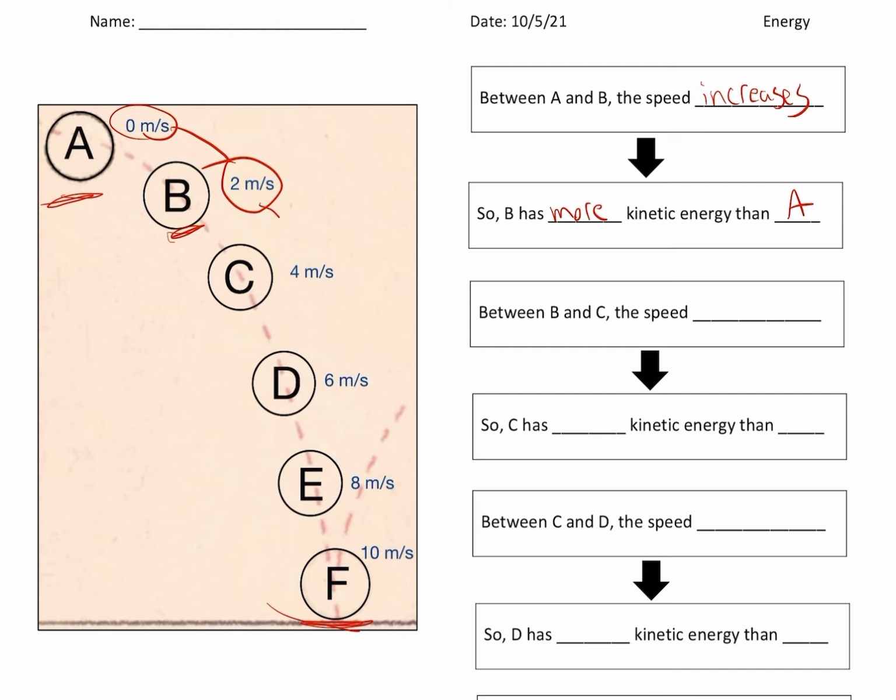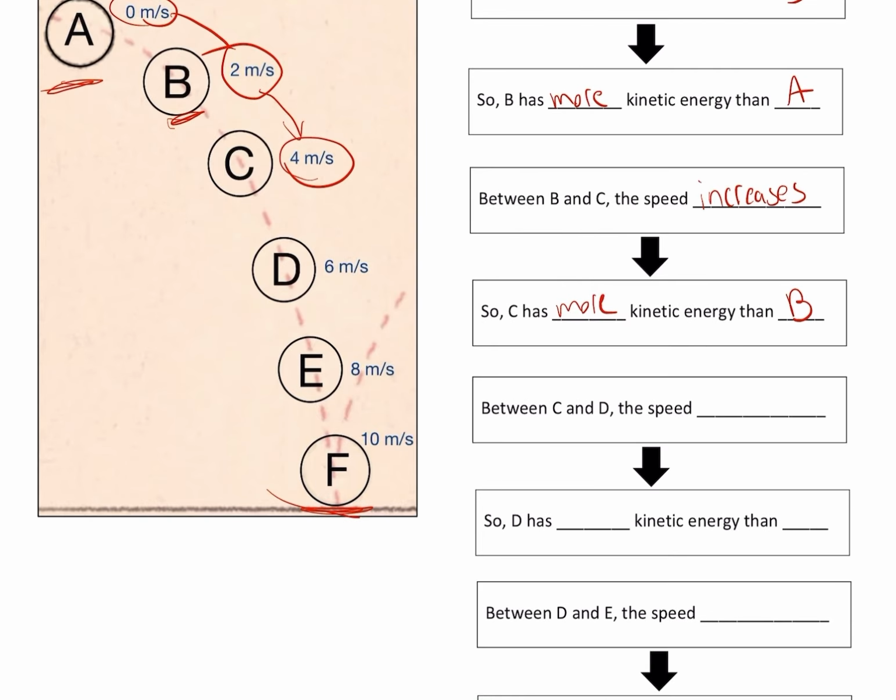Between B and C, we go from 2 to 4 for our speed, so it increases, which means C is faster, so it has more kinetic energy than B. The same thing happens between C and D. It gets even faster because our speed is increasing. And since D is moving faster, it has more kinetic energy than C.